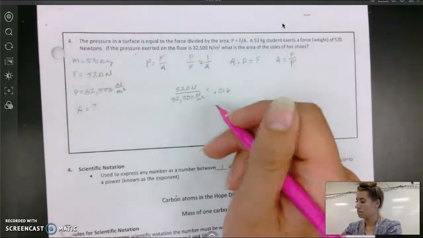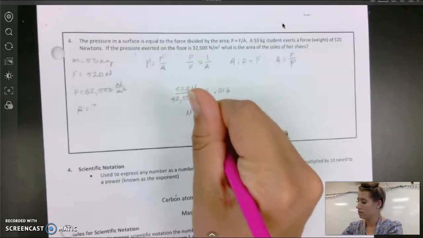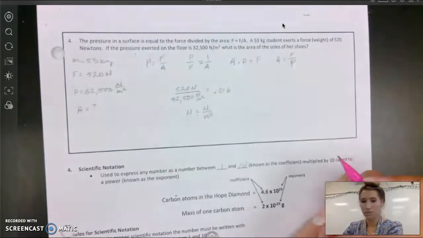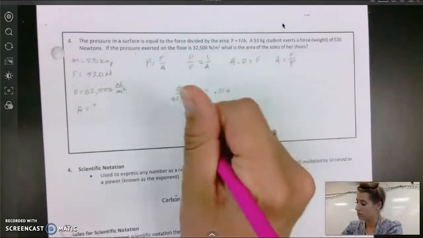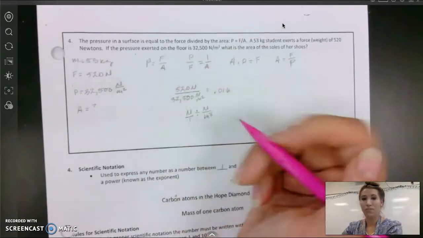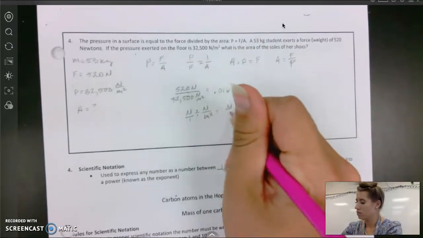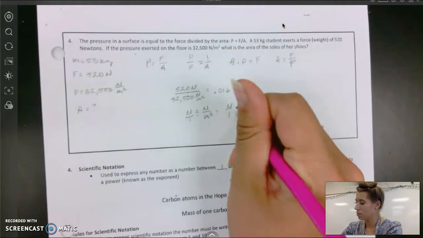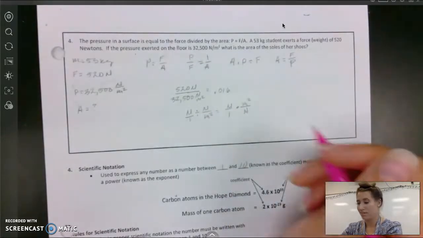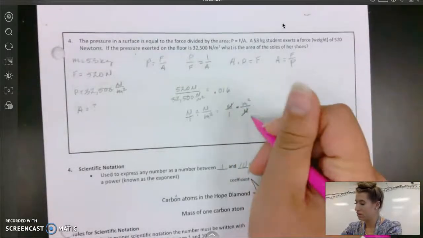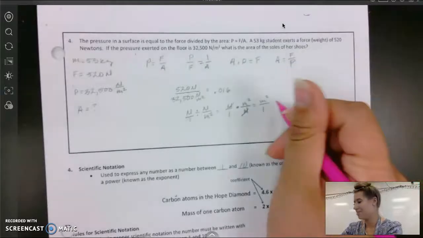So let's look at that. We're taking newtons and we're dividing by newtons per meter squared. We have a fraction, so let's put the other value over 1. So we're dealing with 2 fractions instead of 1. Dividing by a fraction is the same as multiplying by the reciprocal. So this would be newtons over 1 multiplied by meters squared per newton. Now those newton units cancel, and I'm left with meters squared over 1, which is the same thing as meters squared.